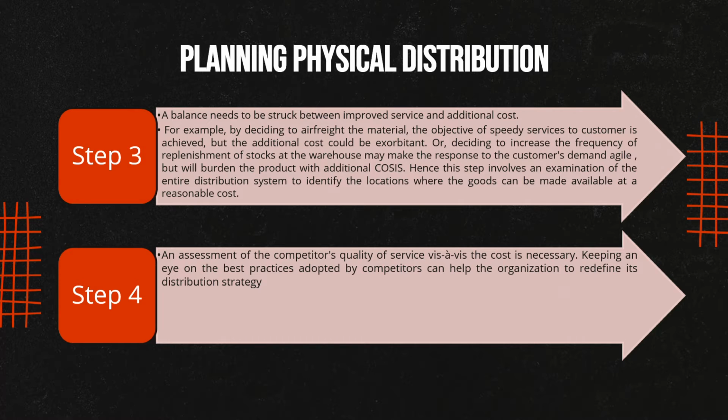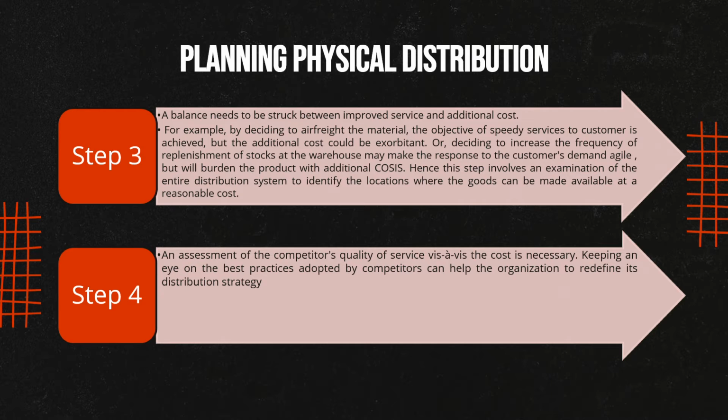For example, by deciding to air freight the material, the objective of a speedy service to the customer is achieved, but the additional cost could be exorbitant. Or, deciding to increase the frequency of replenishment of stocks at the warehouse may make the response to the customer's demand agile, but will burden the product with additional costs. Hence, this step involves an examination of the entire distribution system to identify the location where the goods can be made available at a reasonable cost.